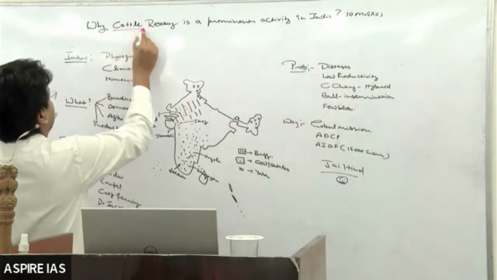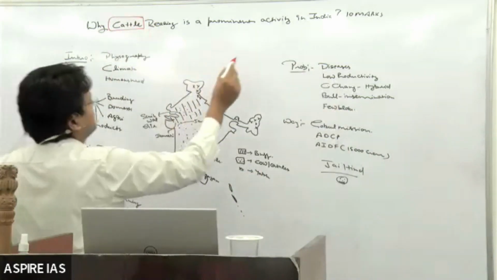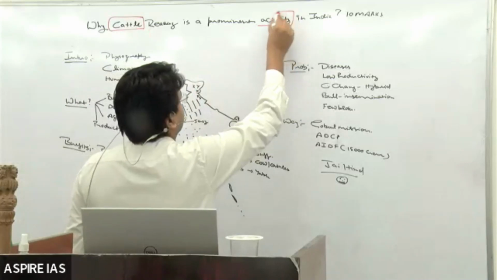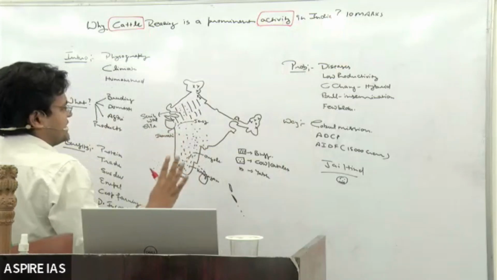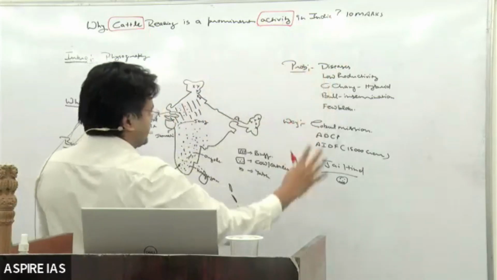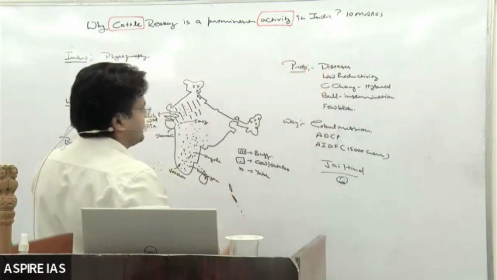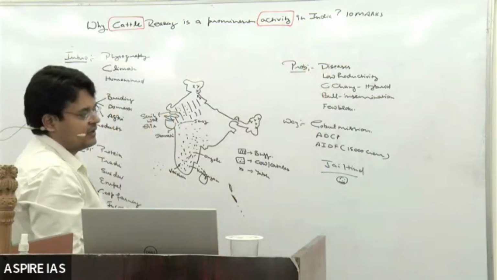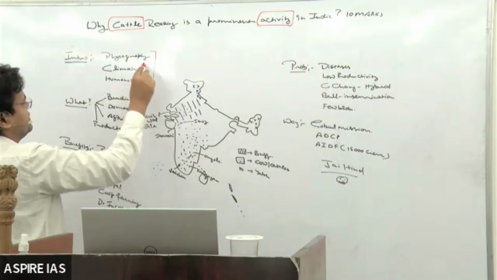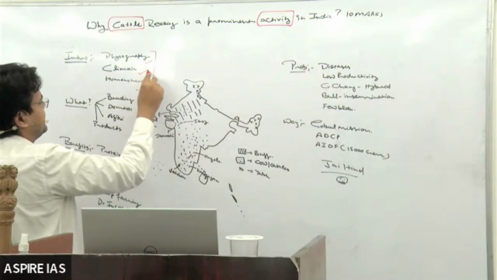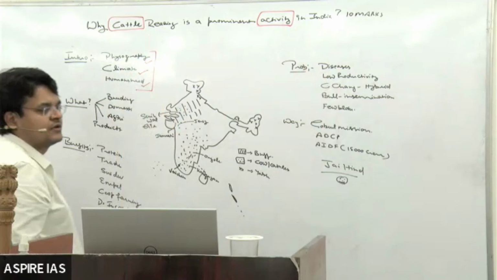Why is cattle rearing a prominent activity in our country? It is a 10 mark question, 7 minutes. In 7 minutes, you should have a structure, and here is a structure for you. In the introduction, the 3 keywords which you can write are physiography, climate, and human need.